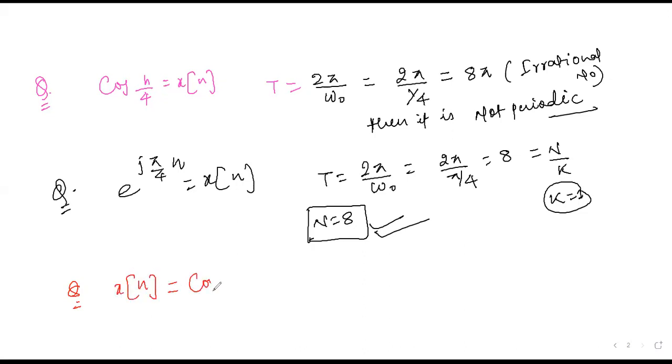x of n equal to cos of pi by 3 n plus sine of pi by 4 n. Now it is the combination of two signals, x1 of n and x2 of n. If there is a combination of two signals, then how can you solve these questions? Let x of n equal x1 of n plus x2 of n, right? Let the first time period T1 equal 2 pi by omega naught, which is a rational number.